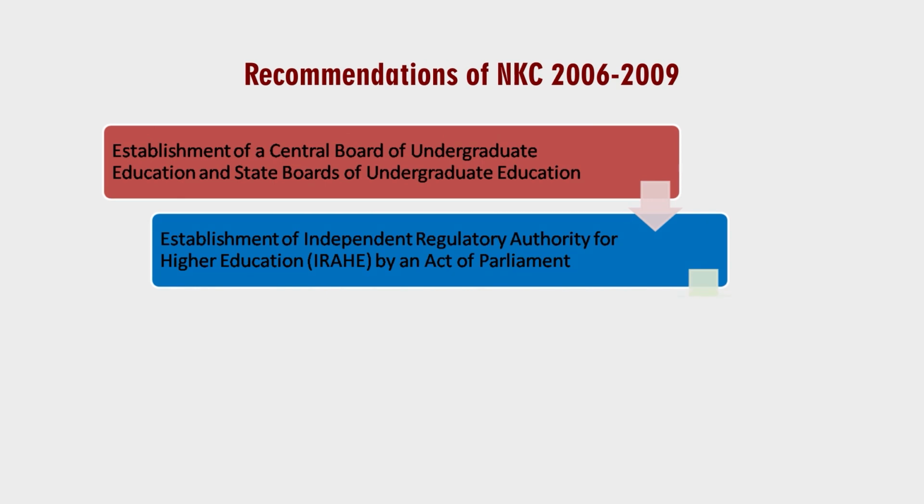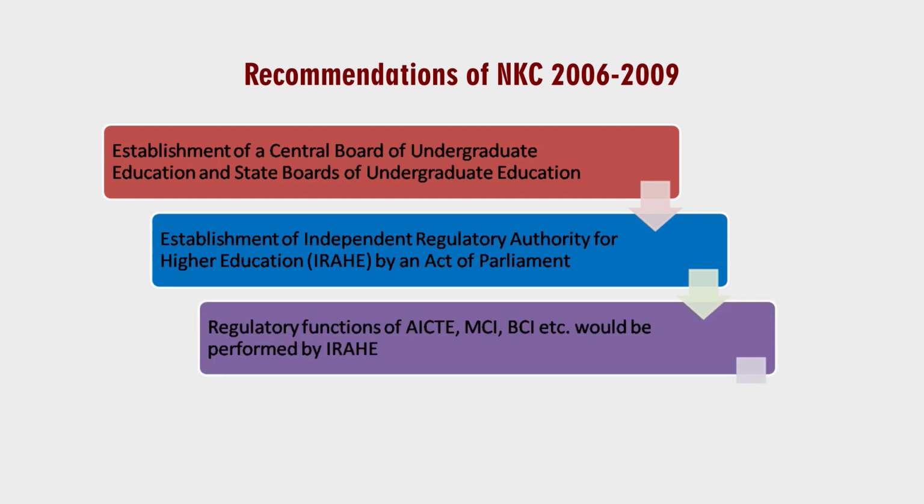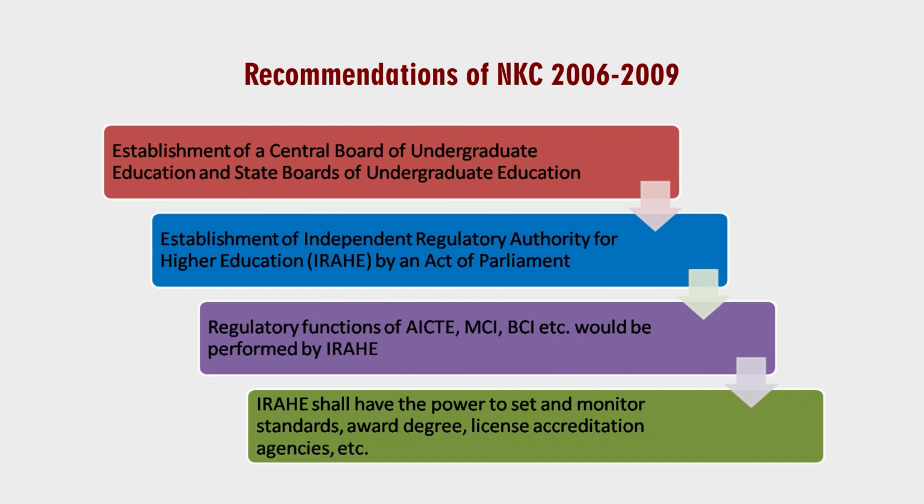all the undergraduate colleges will have one board, that may be the State Board of Undergraduate Education. And further, establishment of an independent regulatory authority of higher education, called IRAHE, by an act of parliament. And other regulatory bodies just like the AICTE, All India Council for Technical Education, Medical Council of India, MCI, Bar Council of India, BCI, NCTE, National Council for Teacher Education, and other regulatory bodies will come under the independent regulatory authority for higher education. Then IRAHE shall have the power to set and monitor standards, degrees, licensing, and the accreditation process, accreditation for different courses and different programs.